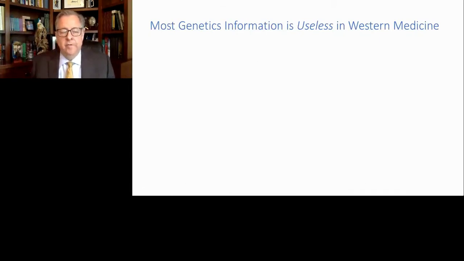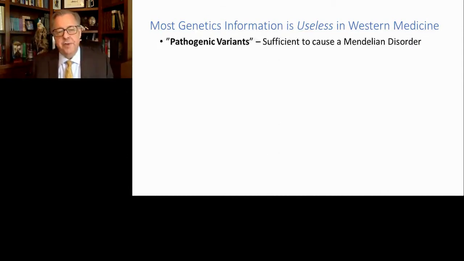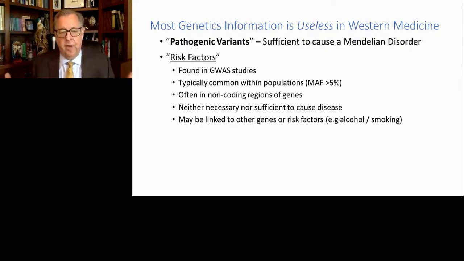Now, what we've learned is that most genetic information is useless in Western medicine, and that's why it's not been adopted. We understand pathogenic variants, and that's the disease genes that will cause things like cystic fibrosis or other major disorders in which there's autosomal dominant or recessive inheritance. However, there's a variety of risk factors that we're not sure what to do with.